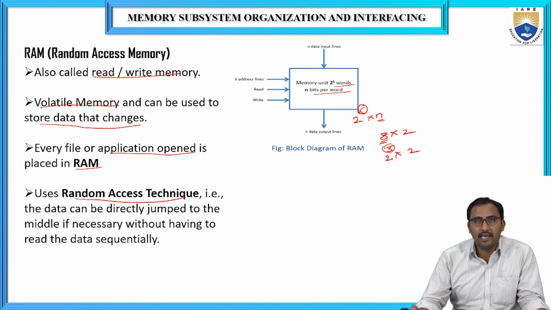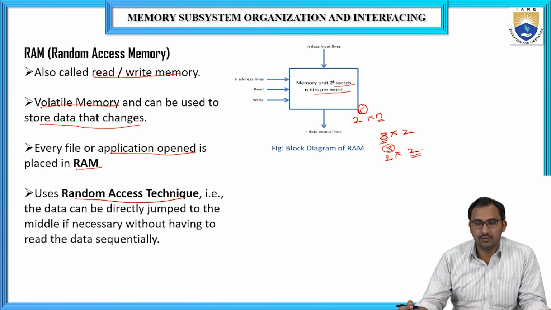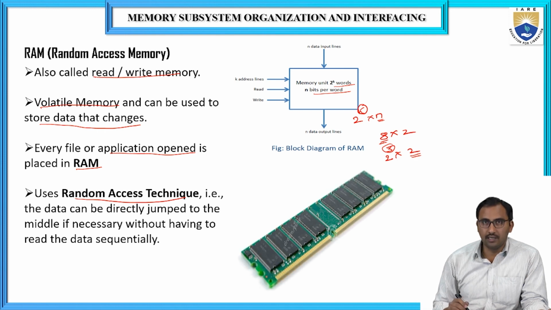That means 2 power 3 is 8, so it contains 8 memory locations, and in each memory location we can store 2 bits of data. So that is the meaning of the 8 by 2 RAM chip. And you can see physically the physical structure of the RAM, how it looks.